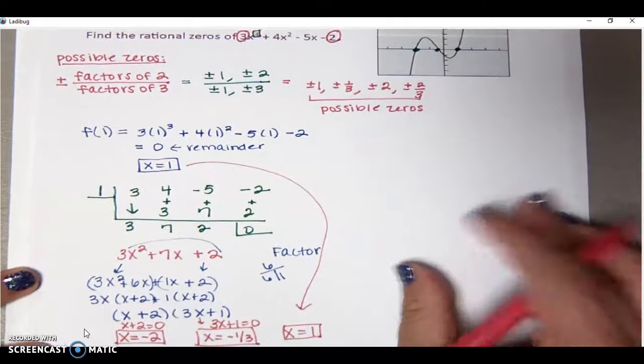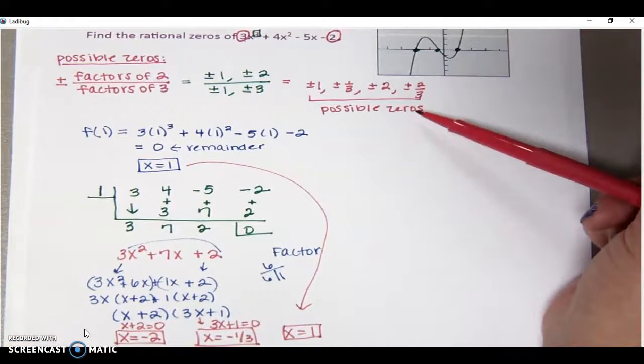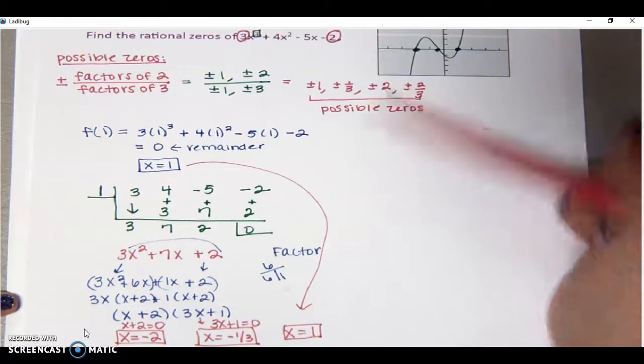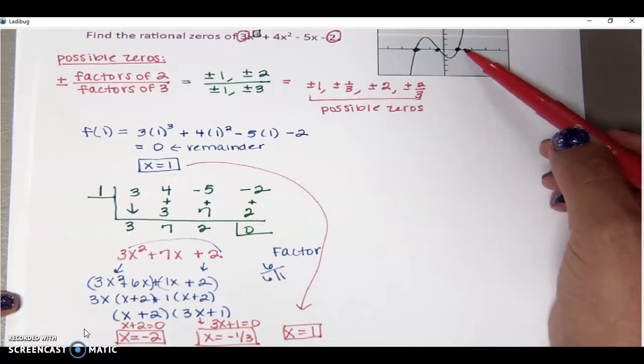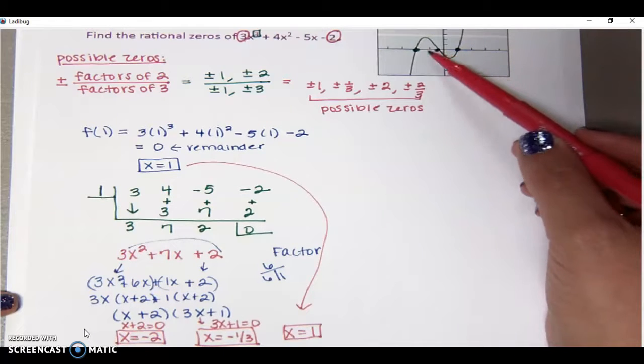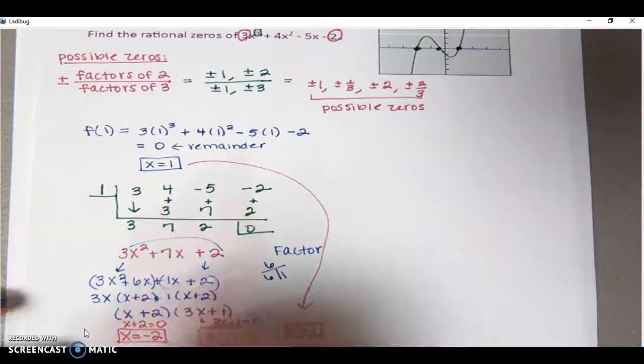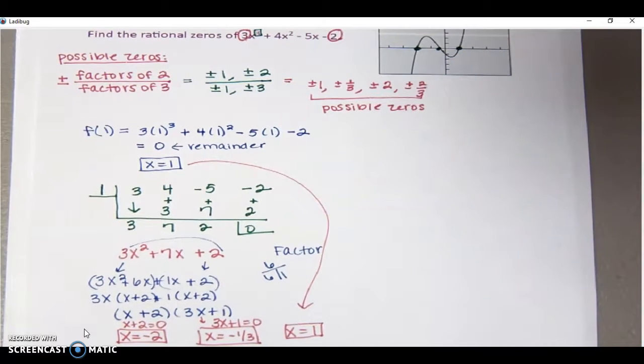So we're going to check a couple of things. First, we're going to check to see if these were all possible answers. Negative 2 was a possible answer. Negative 1/3 was a possible answer. 1 was a possible answer. And then you're going to check your graph and see, is that where it crosses? It is. So those are our 3 answers for that.